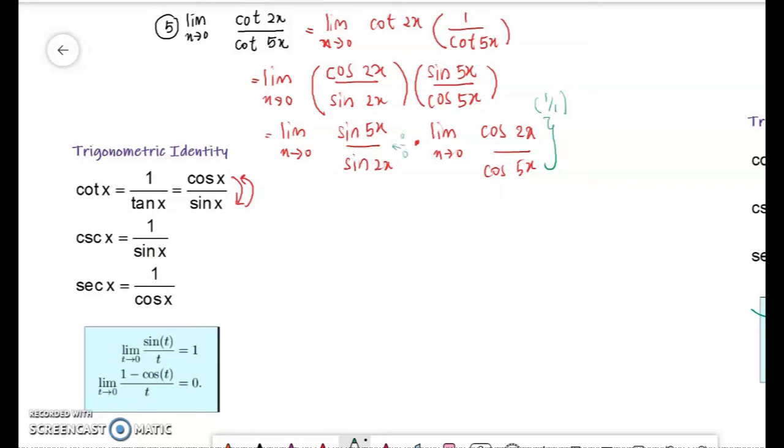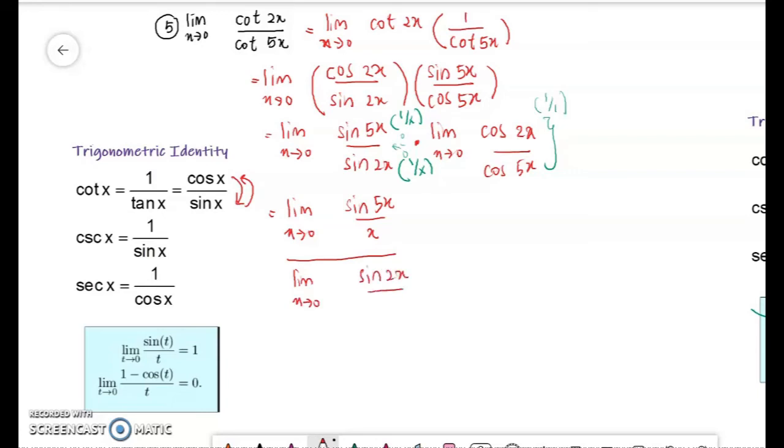So we need to times with what? 1 over x for the numerator, and also for the denominator we times with 1 over x. So you will get limit x approaches 0 of sine 5x over x, over another limit x approaches 0 of sine 2x over x here. So how about the cos? The cos you can substitute 0, so you will get 1 over 1. Okay. So how about the sine? This one, the left part.